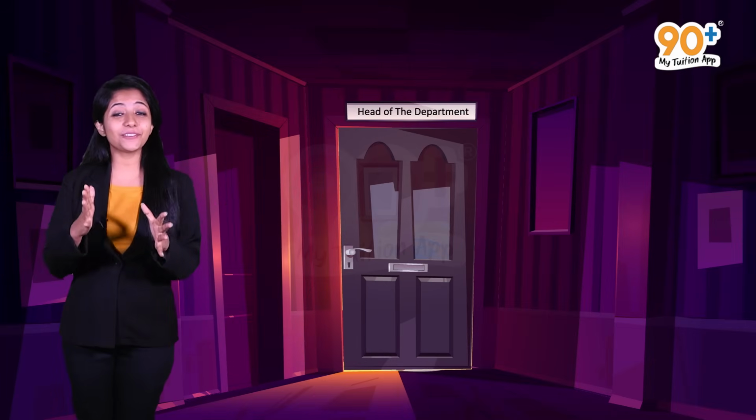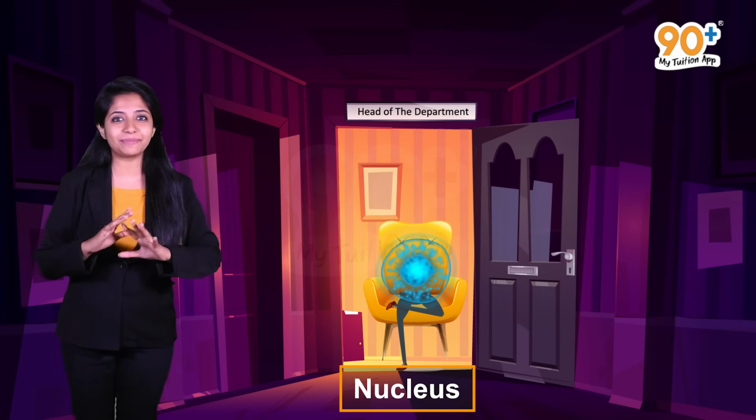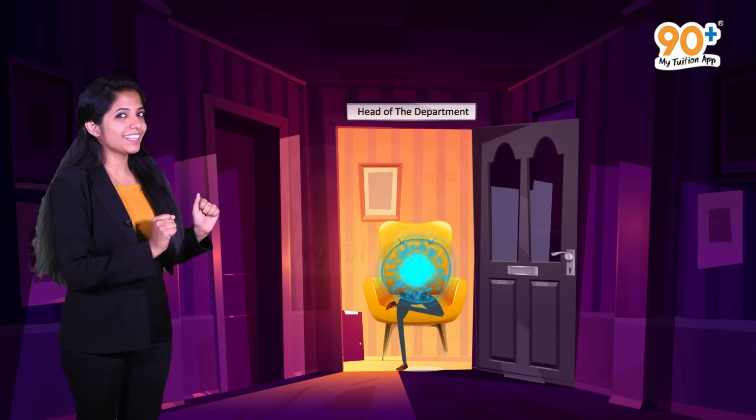Okay, now I guess it's high time to talk about cell organelles, which are present inside the cell and which are the ones that manage everything that happens within the cell. So the very first cell organelle is the nucleus, which always fascinates me because it does a really great job, and that's why I named it the head of the department of the cell.